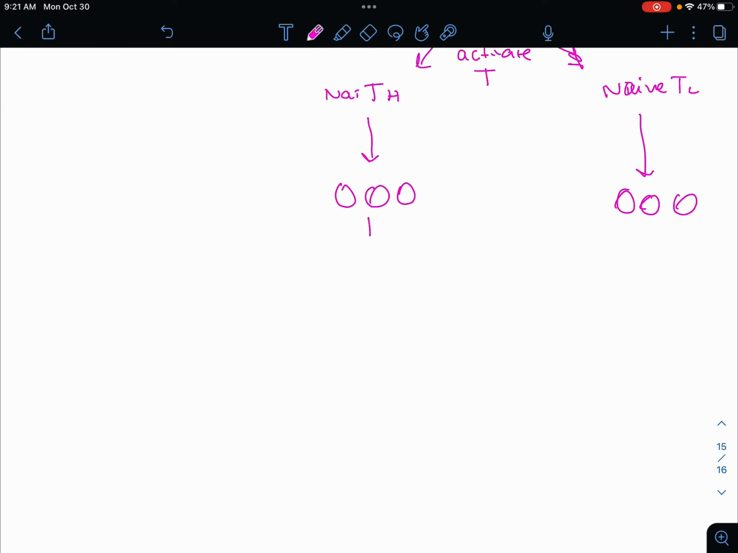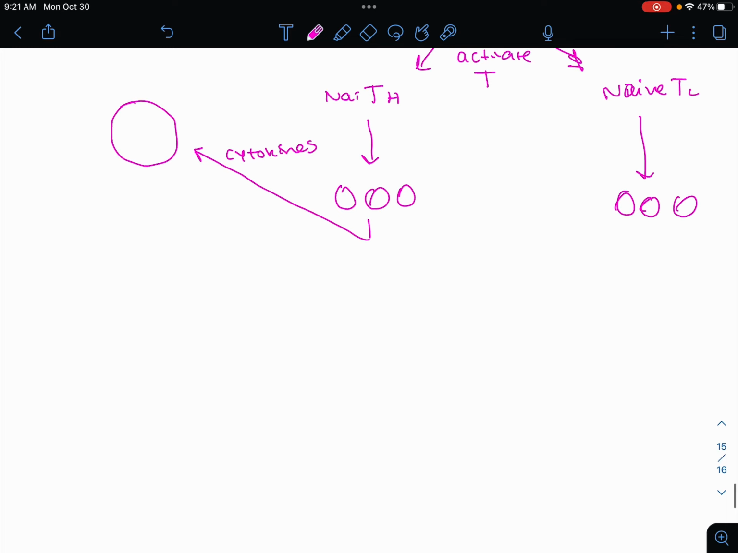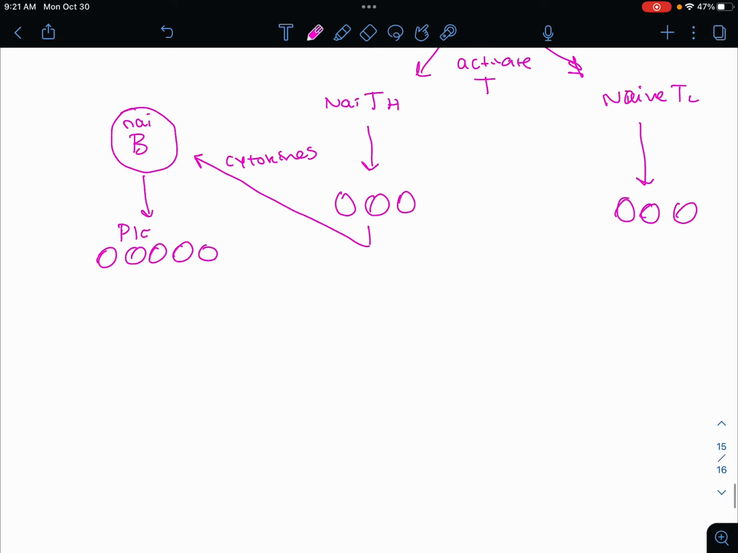Then we get to cytokines. Again, the voices of the cell, and that's going to affect a naive B cell. Once the cytokines are recognized by the B cell, there's going to be proliferation and differentiation of that B cell as well to make plasma cells. And then again, only the B cell that has the specific receptor for the specific antigen at that time is the only one that's going to proliferate and differentiate.